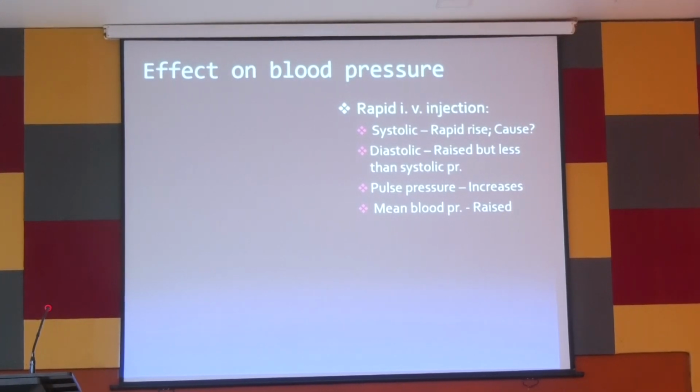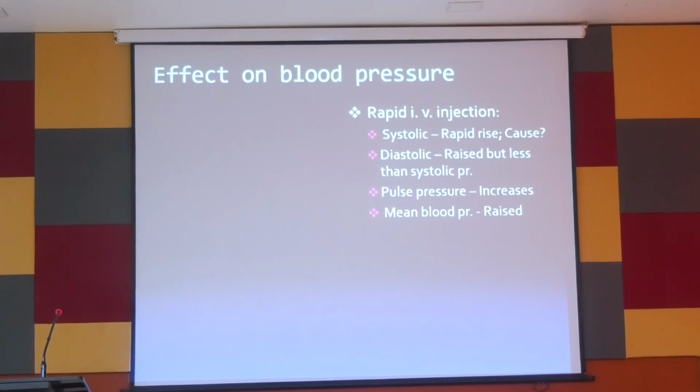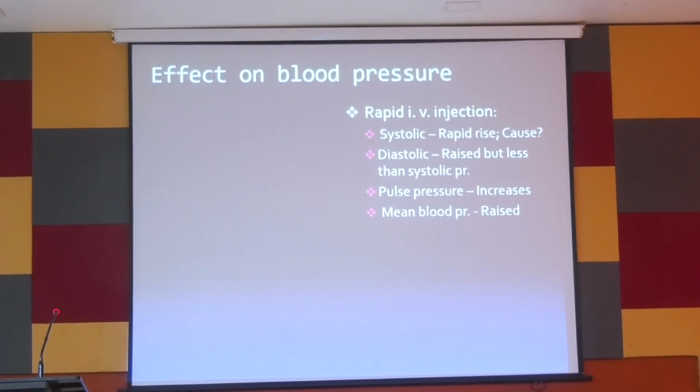And secondarily, there is usually a fall in the diastolic blood pressure. That means the resultant effect, the mean arterial blood pressure, is a little bit of rise in blood pressure.